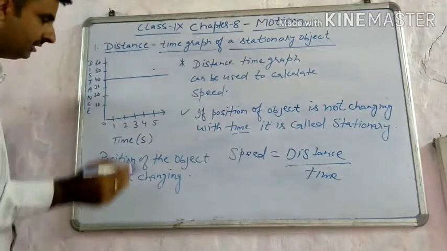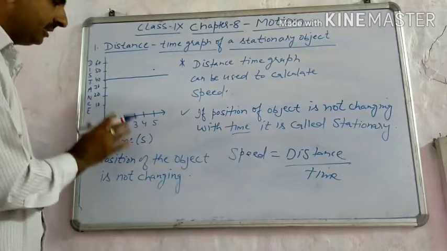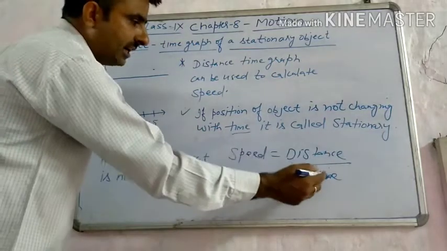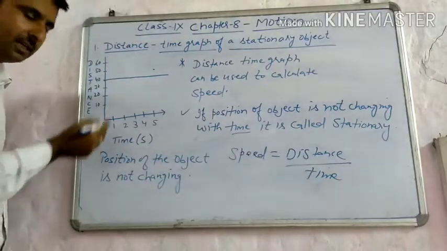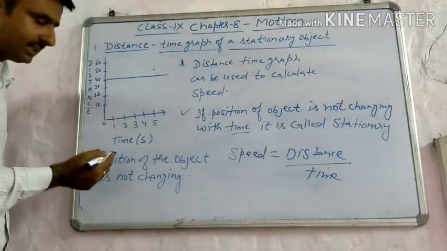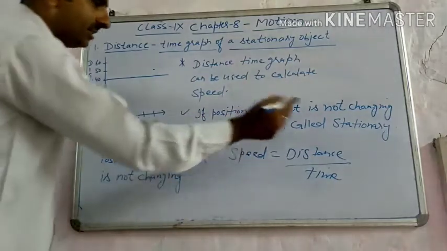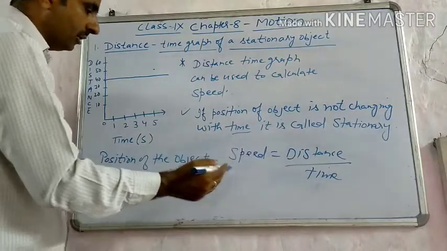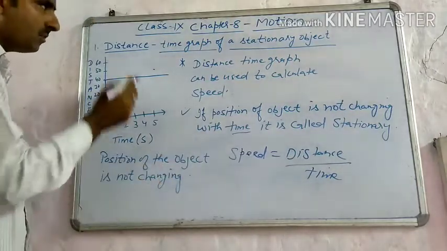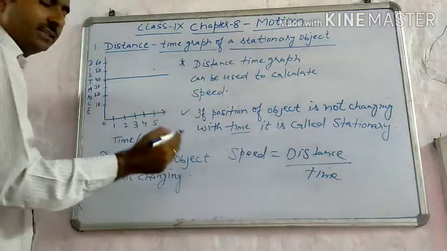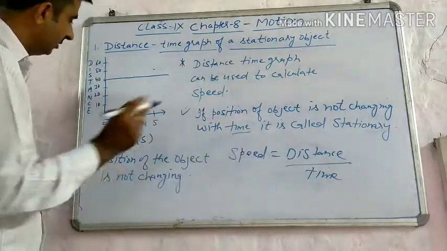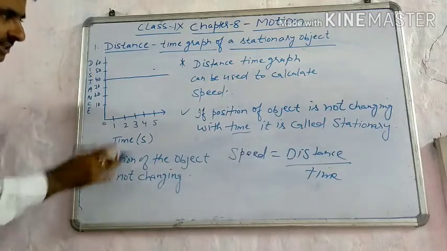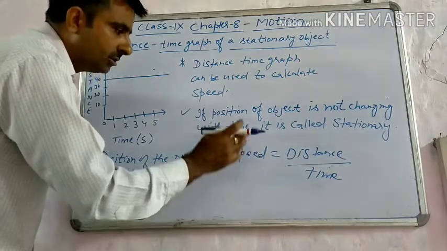So here if we want to calculate speed, then speed is equal to distance by time. As the object has not covered any distance, so here distance is 0, and 0 by anything, that is also 0. So we can say that for a stationary object speed is 0. So we can say that position of the object is not changing here, so speed is also 0.